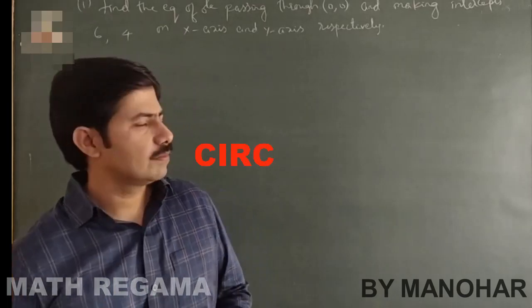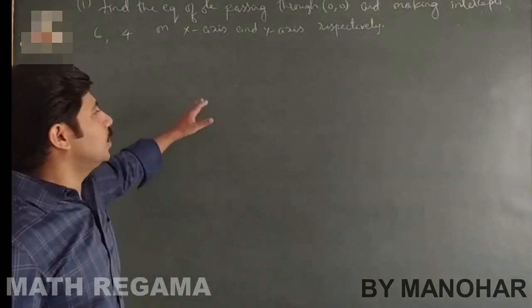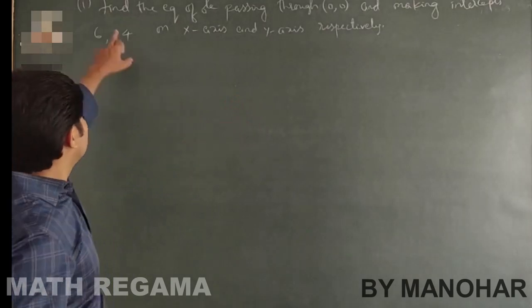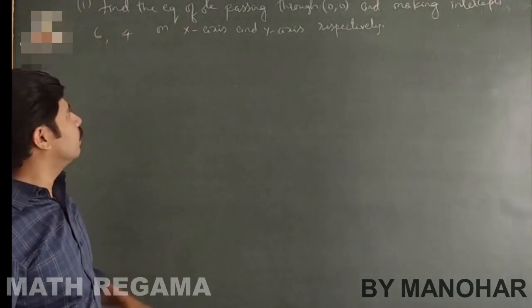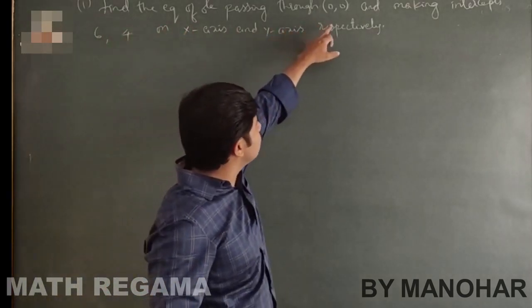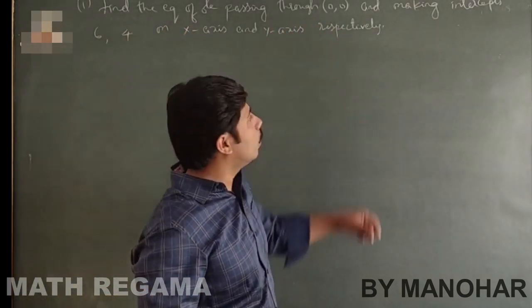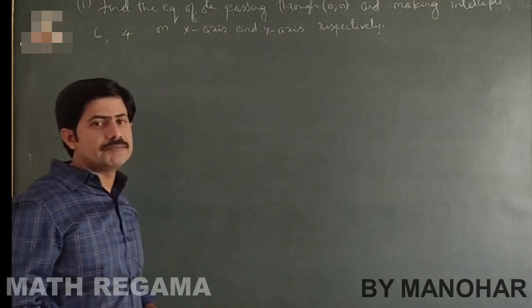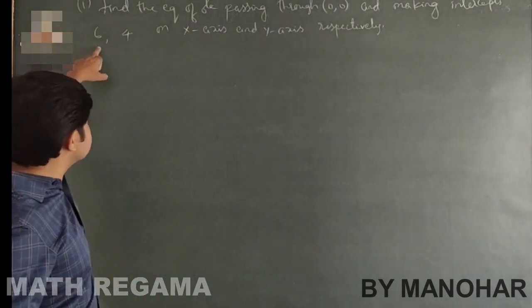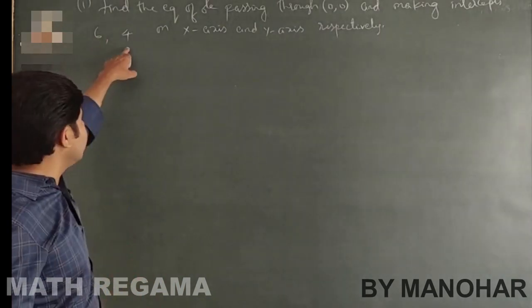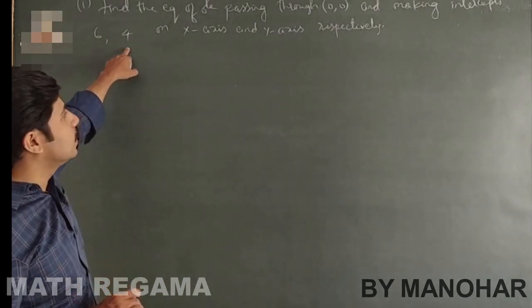So next question, similar question, you try this problem. Find the equation of circle passing through origin 0, 0 and making intercepts 6, 4. That means on x-intercept it is 6 units, on y-intercept it is 4 units respectively.